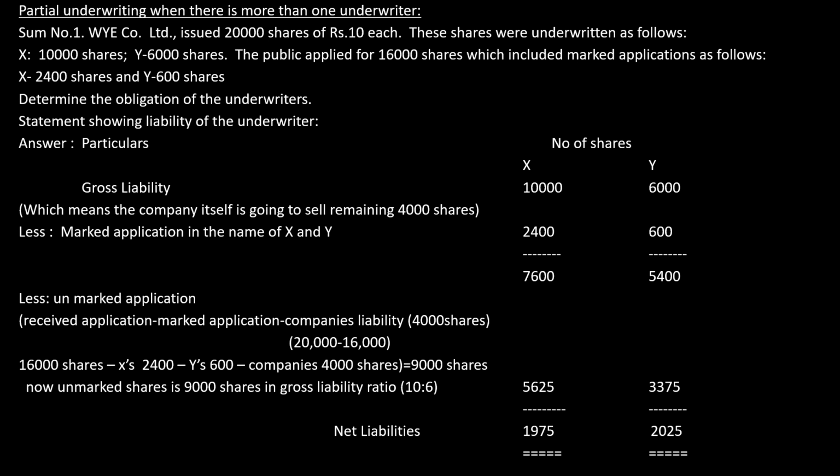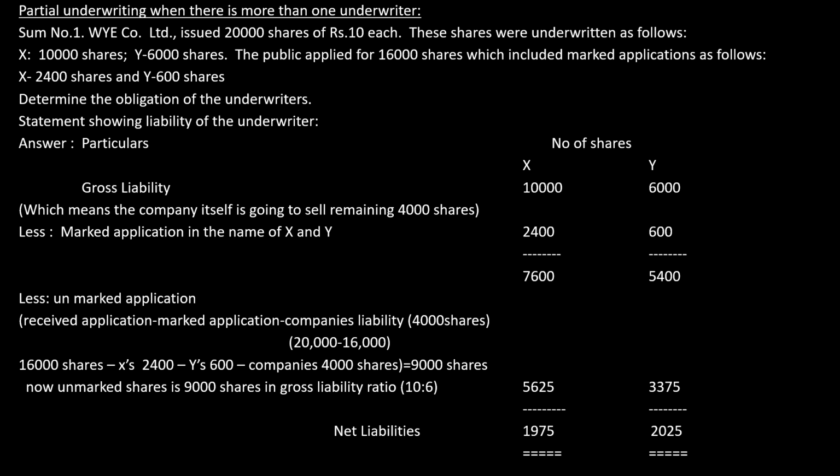After subtracting the marked application for X and Y, we get a liability of 7,600 for X and 5,400 for Y. Now, after subtracting the marked application, we have to subtract the unmarked application. We have to find what is unmarked now. The company received 16,000 shares, out of which marked application is 2,400 and 600. That is 3,000. And the company agreed to sell on its own behalf, so it will take the 4,000 shares as well from the received applications, which means the remainder is now only 9,000 shares.